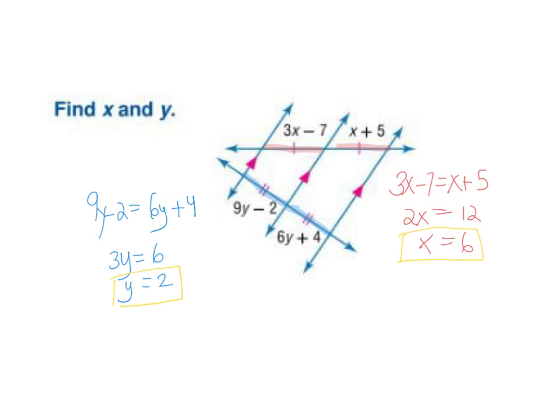Over here on this side, we could take 9y minus 2, and that is congruent to 6y plus 4, and set up this equation here, which would give us 3y is equal to 6, which is y is equal to 2.